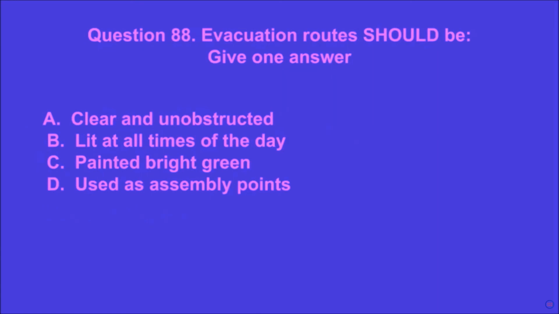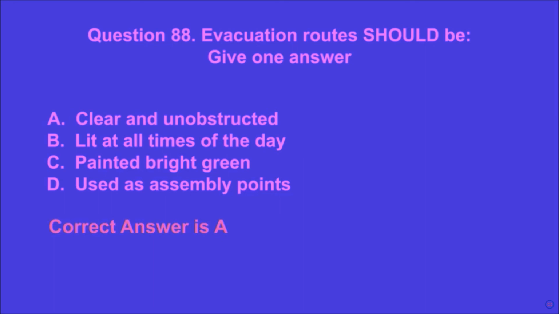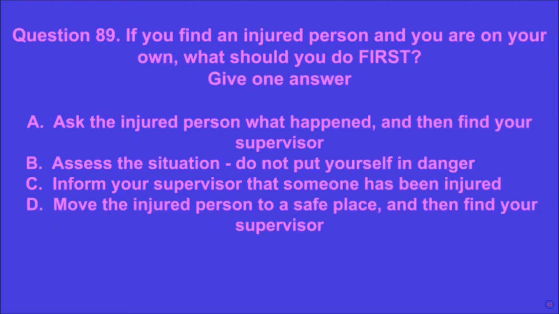Question 88. Evacuation routes should be, give 1 answer. A. Clear and unobstructed. B. Lit at all times of the day. C. Painted bright green. D. Used as assembly points. Correct answer is A.